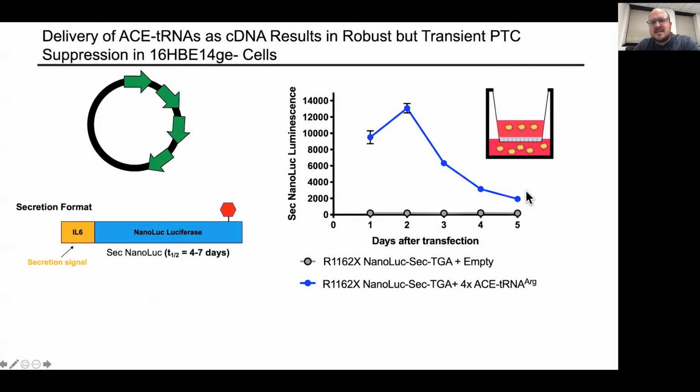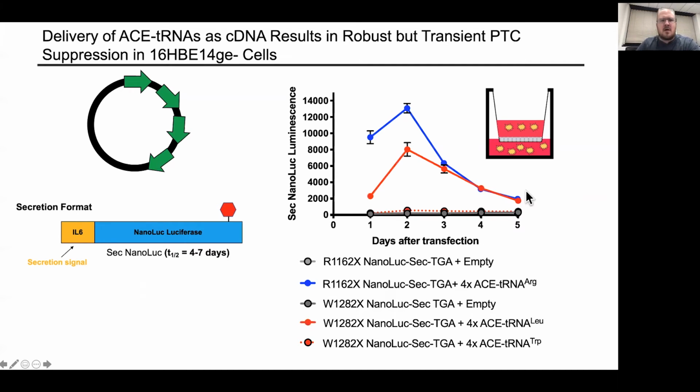And this also occurred with our ACE-tRNAs that encode the leucine. So this has nothing to do with the arginine ACE-tRNA, but has to do with it being encoded as cDNA. And so this actually was quite a good explanation as to why we were getting really weak rescue in our Ussing chamber experiments, which were measured out at day 6 and 7. And that's because all of the PTC suppression activity had gone away by that time.